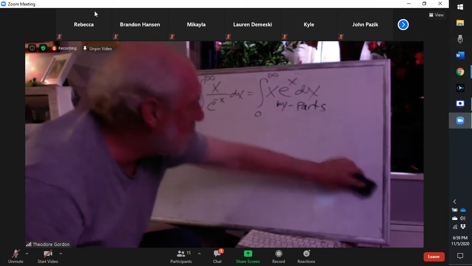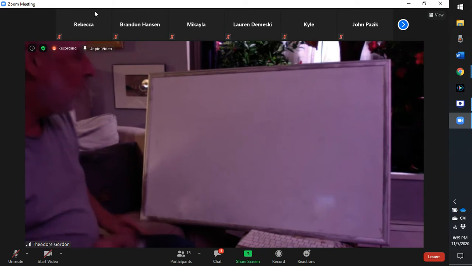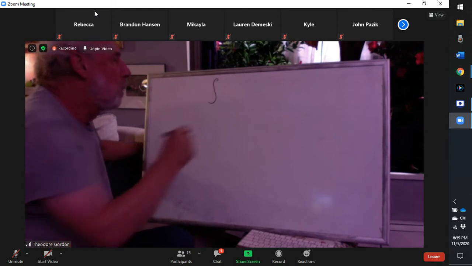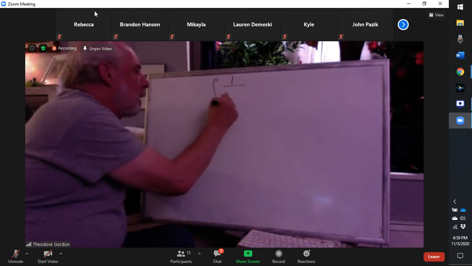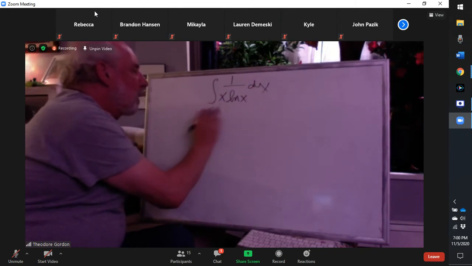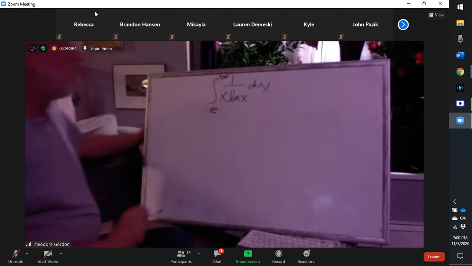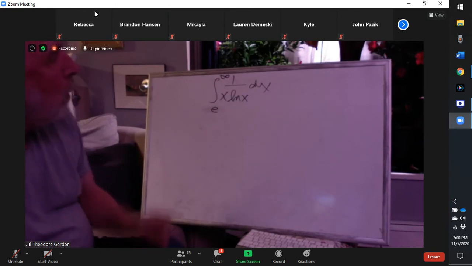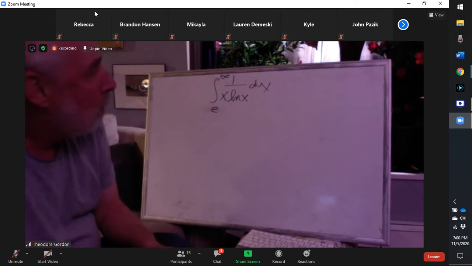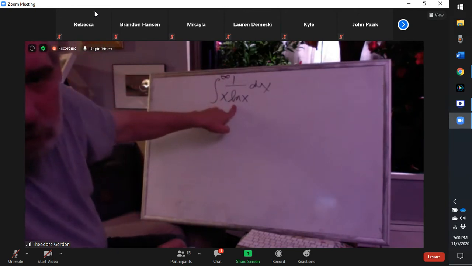Let's try another one. Let's do the integral of 1 over x times the ln of x dx, and we'll go from 0 up, can't go to 0, sorry. We'll go from e to infinity. So 1 over x times ln x, going from e to infinity. So now the question becomes, ignore this. How do we do that integral?